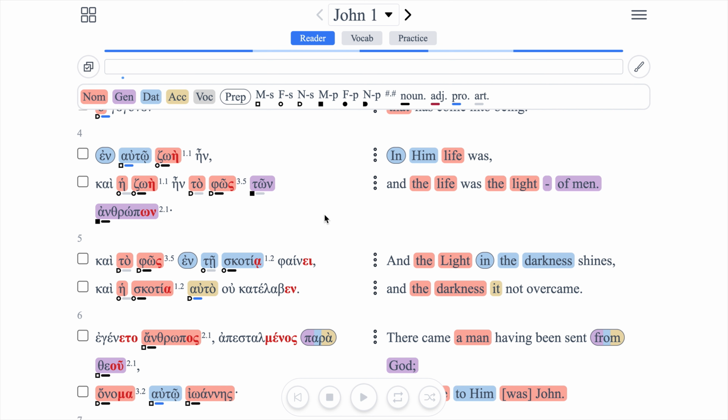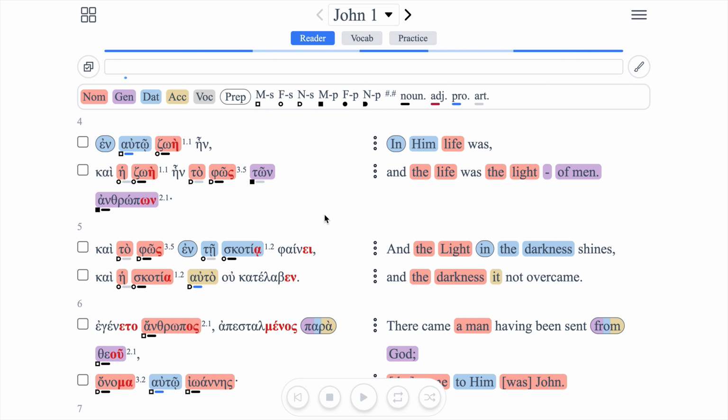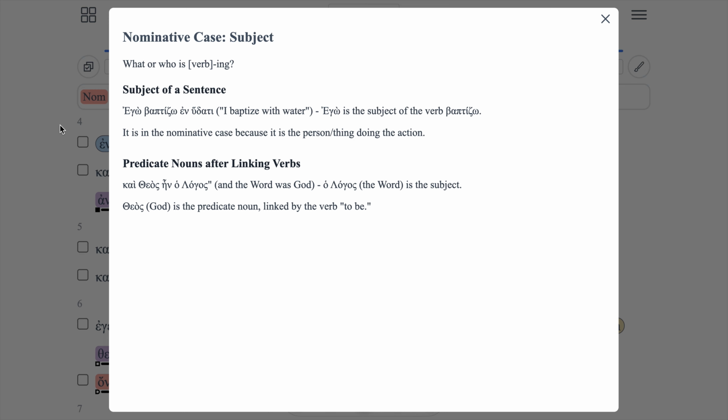Now, the thing you're most likely to have trouble with is the cases. This is why they are color-coded, and this is why you can click on any of the definitions in the key and get a very brief reminder of what each one means.